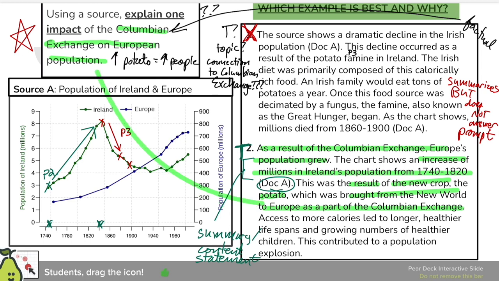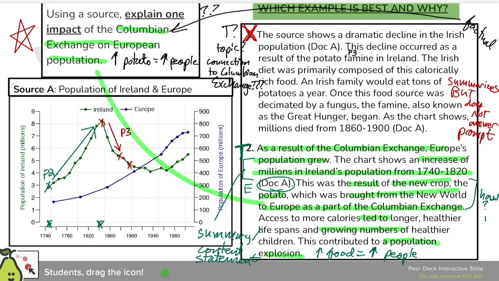An effect was the increase in Ireland's population. How or why? A new crop from the New World that came from the Columbian Exchange. Access to more calories led to longer, healthier lifespans and growing numbers of healthier children. This contributed to a population explosion. That's just a fancier, AP way of saying more food equals more people, which we've said repeatedly throughout the semester. Obviously, you can't put that in your essay as more food equals more people, but you can write it in an AP manner of led to, contributed to, growing numbers.